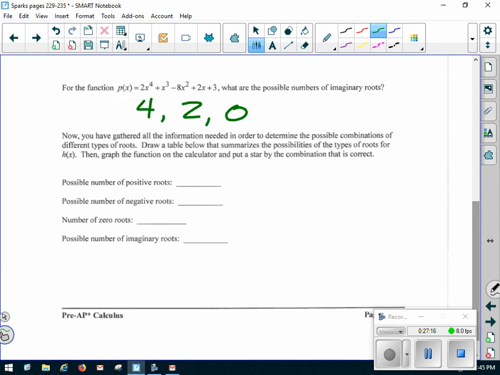Now we're going to finish this page and then we're going to stop, okay? Because that's where the other class stopped, I think. Can I see your next page? Yeah, that's where we stopped. Okay, so we're going to stop at the same place they did.